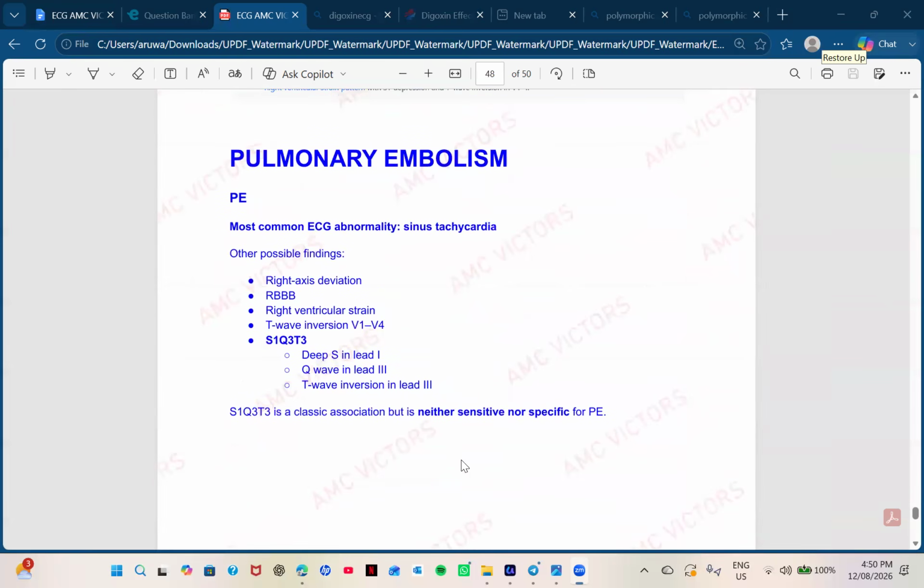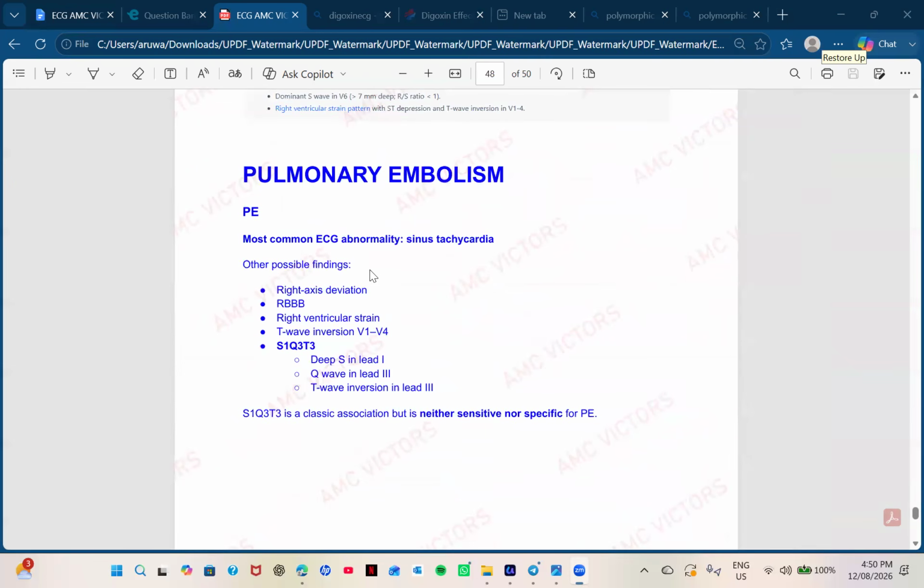Okay, so pulmonary embolism. The most common ECG abnormality is sinus tachycardia.